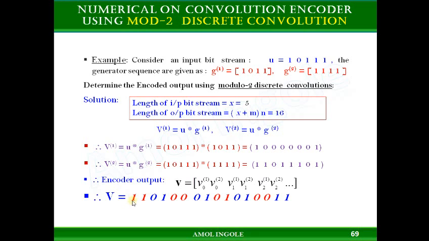You can write it here: 1 1. So it comes from 1 1. Then the next two bits will be 0 1, you can see here. The next two bits will be 0 0, you can see this here. The next two bits will be 0 1, 1 0 1 and so on. That's how the combined output can be written.